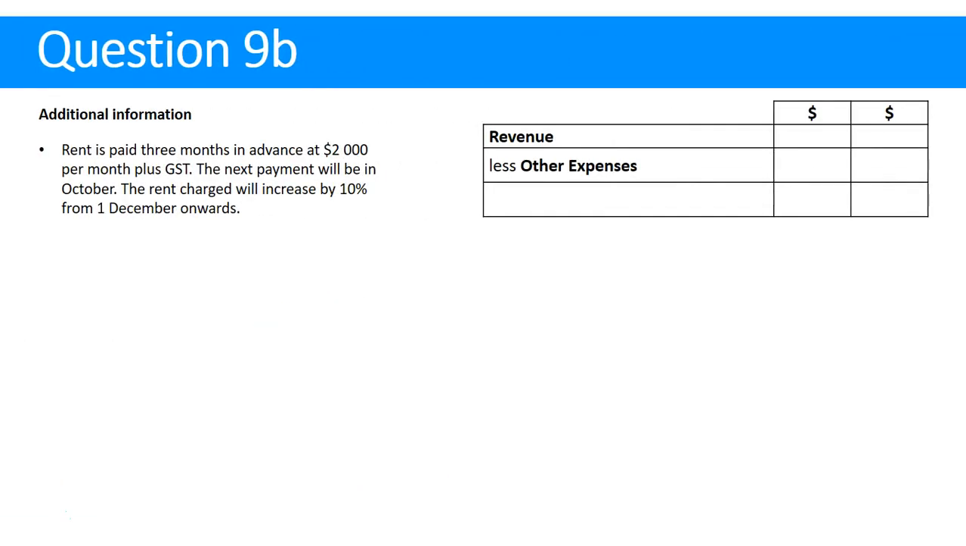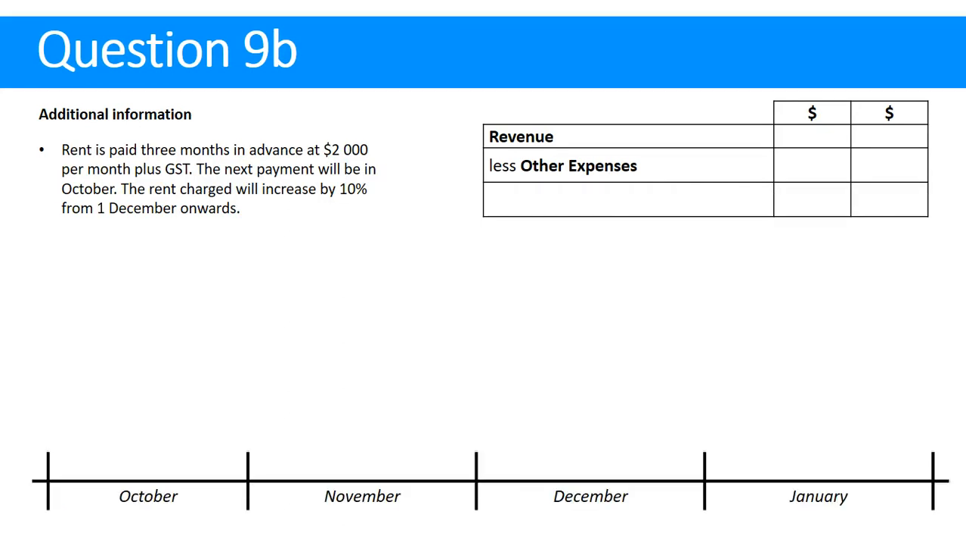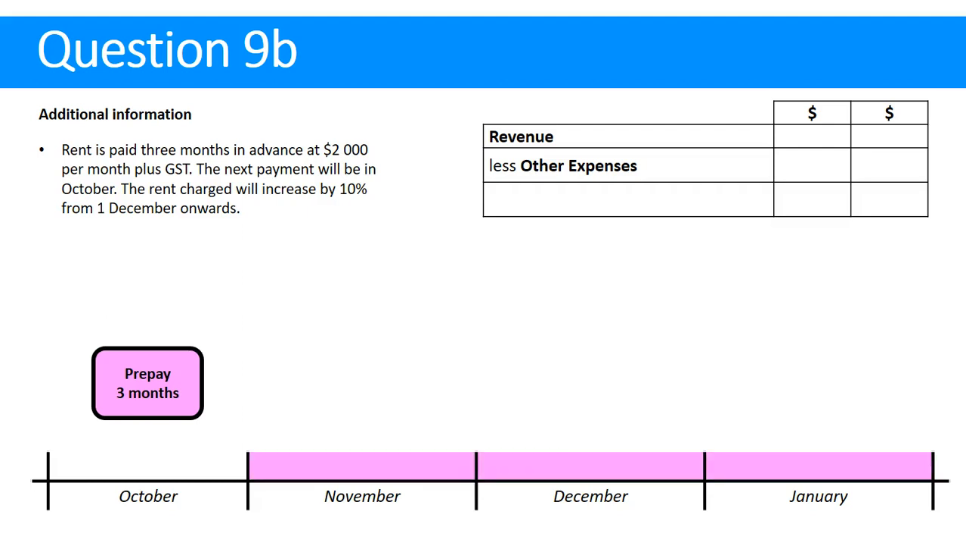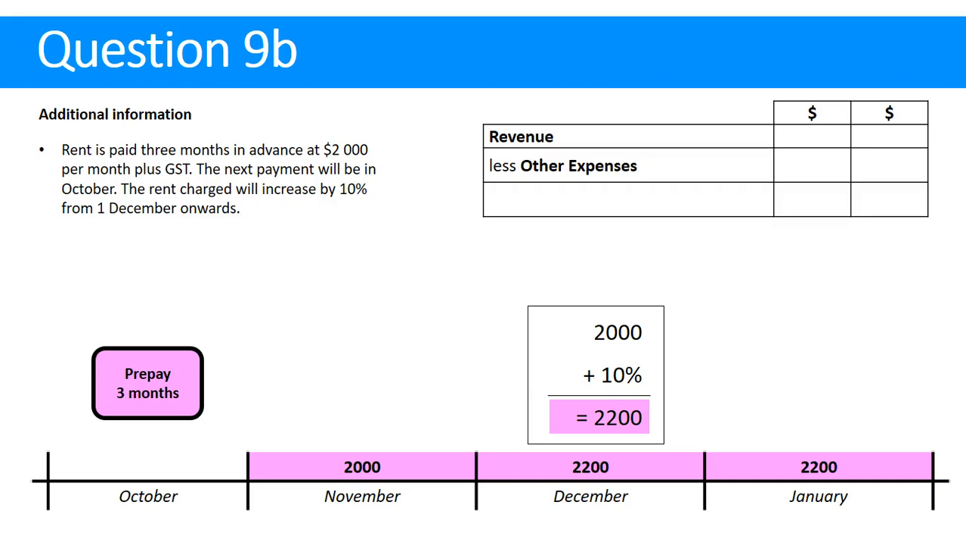Looking at the rent, this was quite complicated and it actually had a simple answer, but to think your way through it, you might have needed to sort of plot this out. Rent is paid 3 months in advance. So we prepay in October 3 months for November, December, January. We're told it's $2,000 in November, and then it will go up by 10% in December and January.